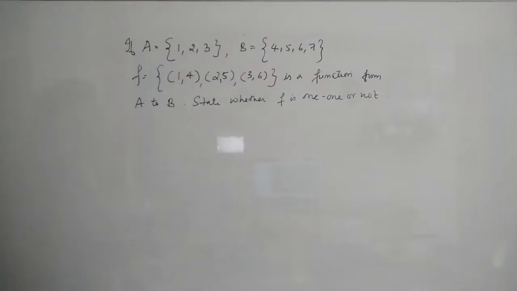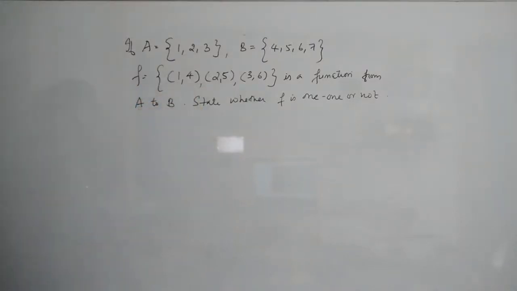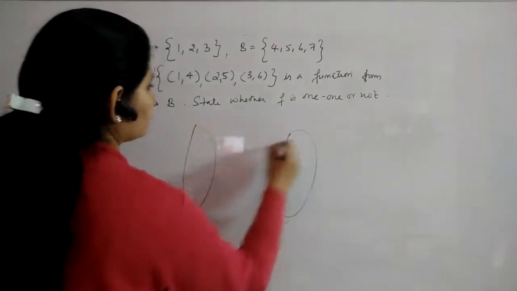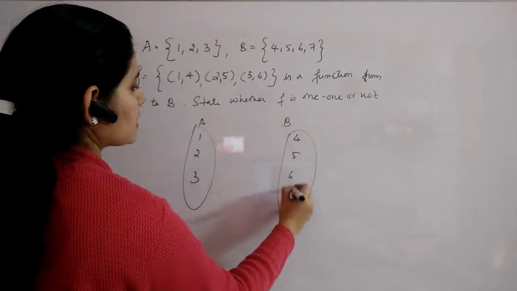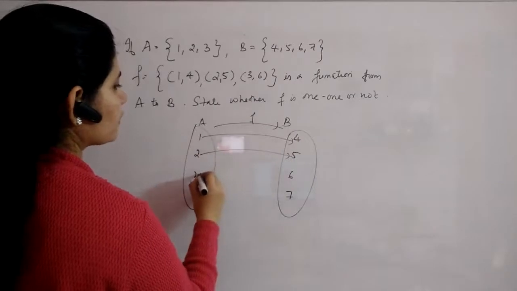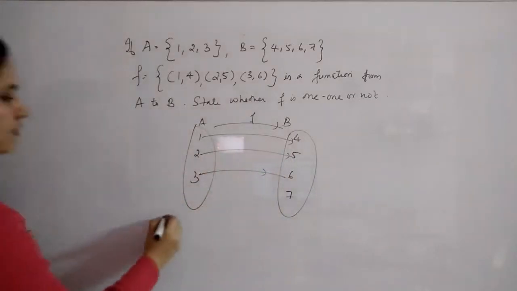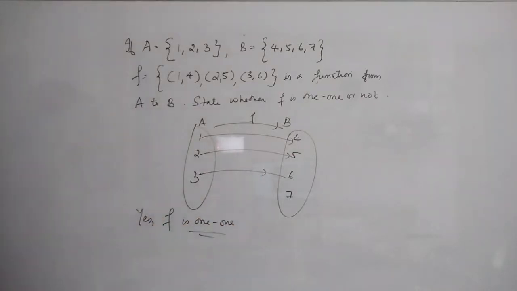A is equal to the set 1, 2, 3, B is equal to the set 4, 5, 6, 7. The set of 1, 4, 2, 5, 3, 6 is a function from A to B. State whether it is one-one or not. Just check whether it is one-one or not. From 1 it is going to 4, from 2 to 5, from 3 to 6. So the function is one-one. Yes, f is one-one.